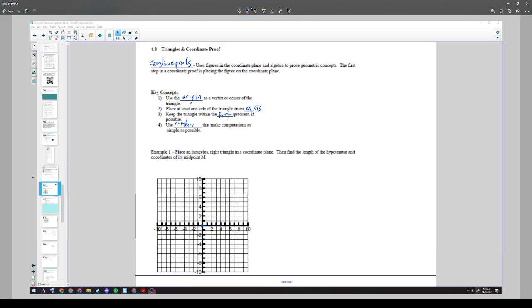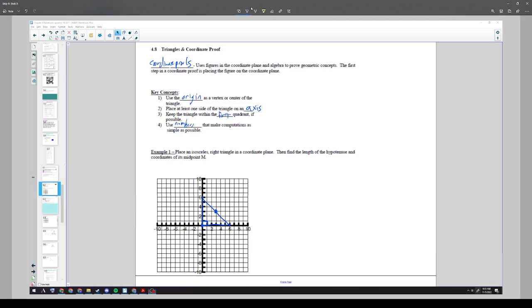So I'm going to draw the triangle. It says isosceles, but it doesn't say how big, so we're just going to make a generic sized isosceles right triangle. We have our 90-degree corner. We have two equal legs that are both in the way. I drew it 6, but they don't have to be 6. It says find the length of the hypotenuse and the coordinates of its midpoint. So we want the length of the hypotenuse and this point at the midpoint of the hypotenuse.